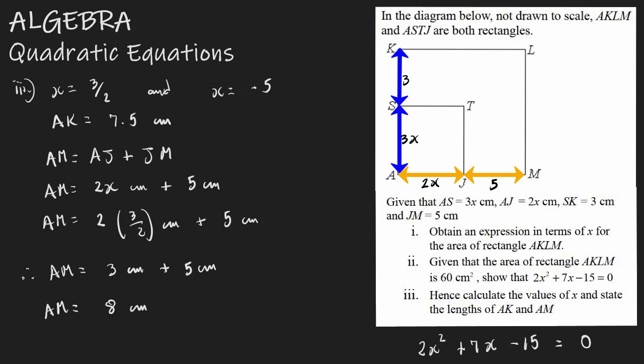So, we have calculated the values of x, which are 3 on 2 and negative 5. And the lengths AK and AM are 7.5 cm and 8 cm respectively. That is my answer.